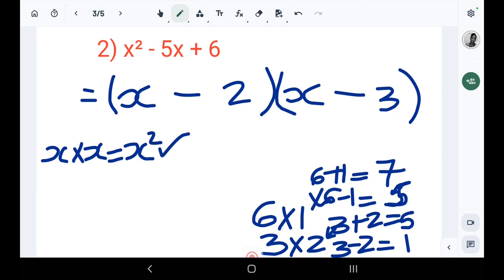Now let's check the last term. Negative 2 times negative 3. Negative 2 times negative 3 gives us positive 6. So it also checks out.